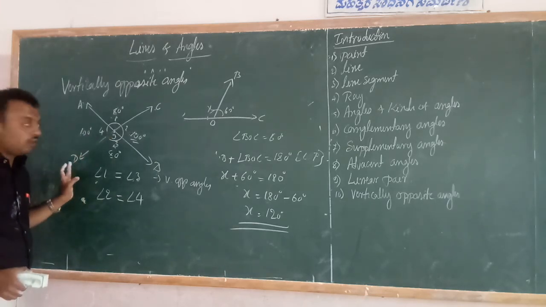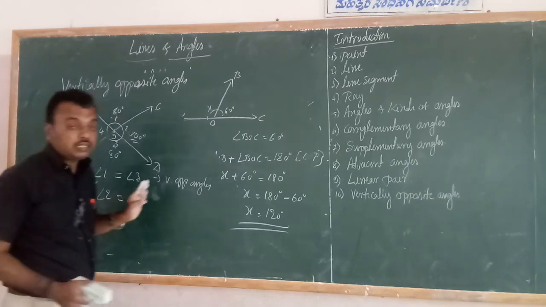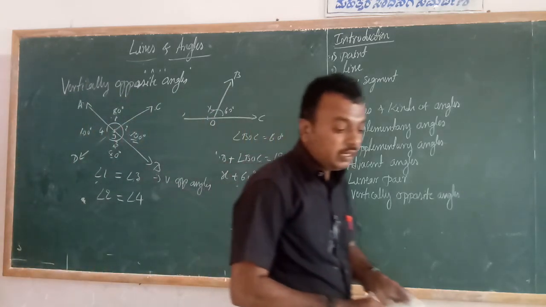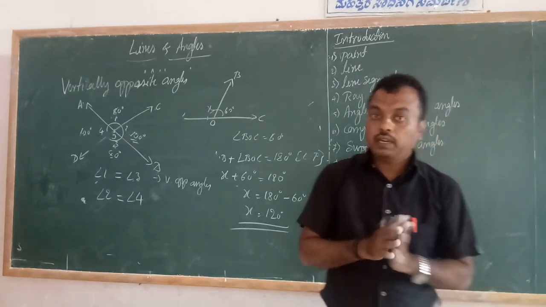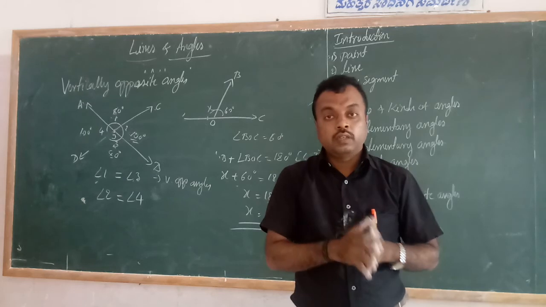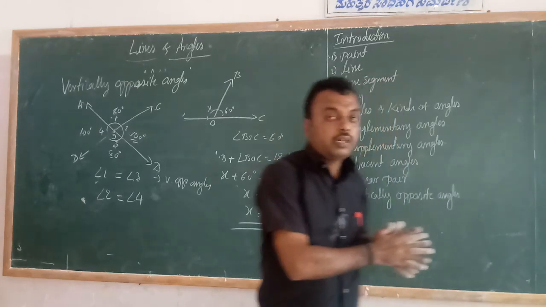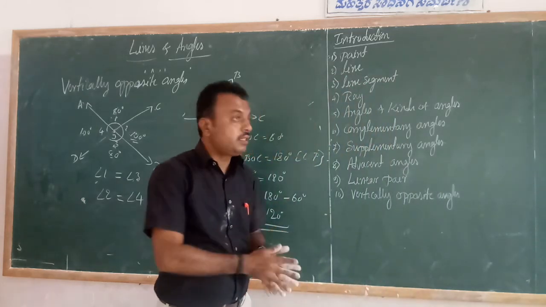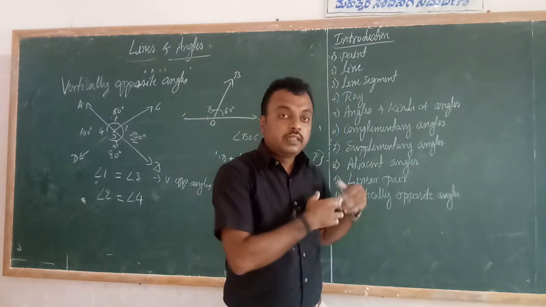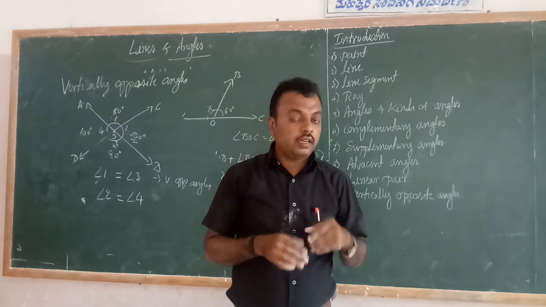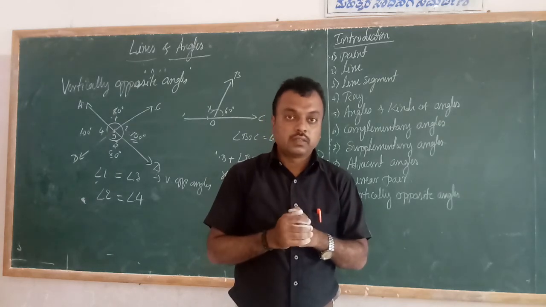Did you understand the meaning of vertically opposite angles and their properties? Yes, in a linear pair, the sum of the two adjacent angles is equal to 180 degree. Vertically opposite angles are equal to each other. So these are the properties of the angles. Okay, students? In the next class, we have to discuss the related exercise problems. Okay? Thank you.